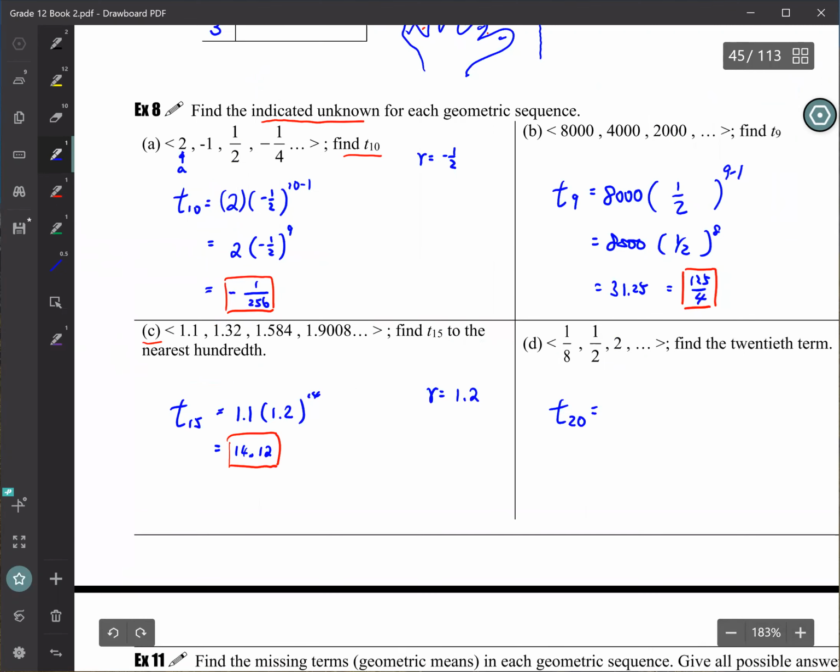Okay, what's the ratio for D now? Donna, what's the ratio for D? 4. 4, okay. So you can see the terms are getting bigger, right? So times 4 each time. So T20 will be 1/8 times 4 to the 19, right?